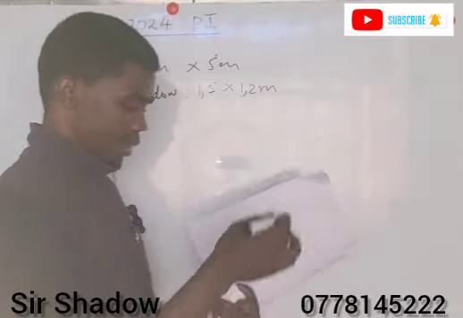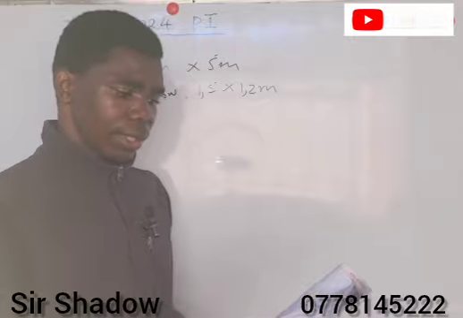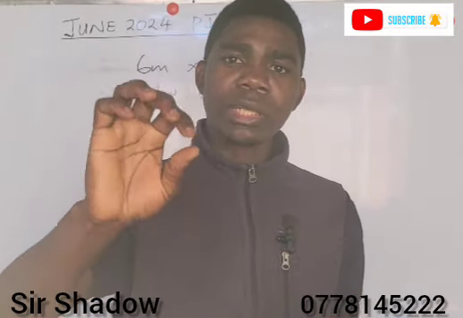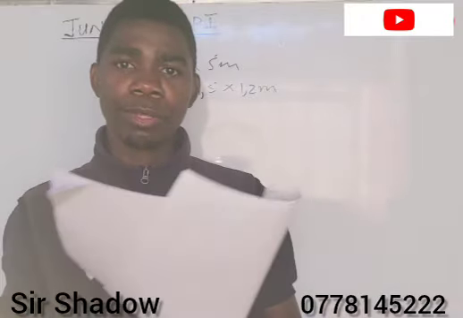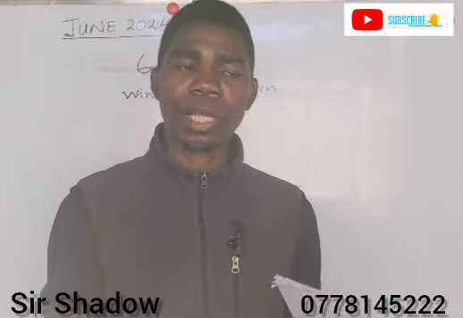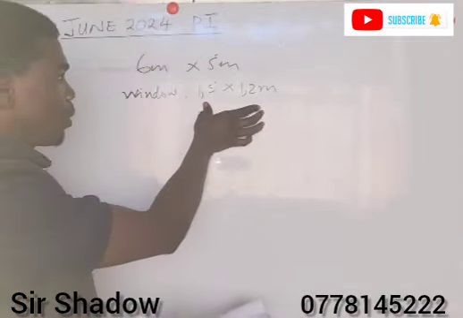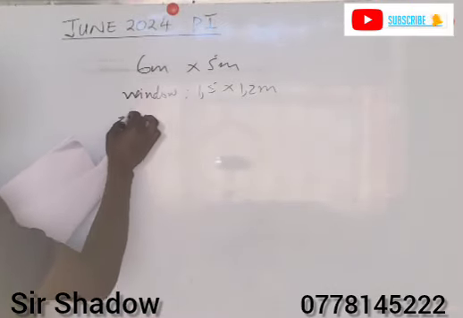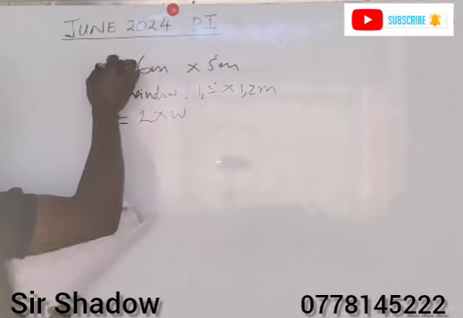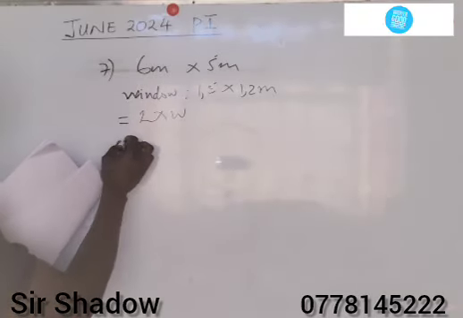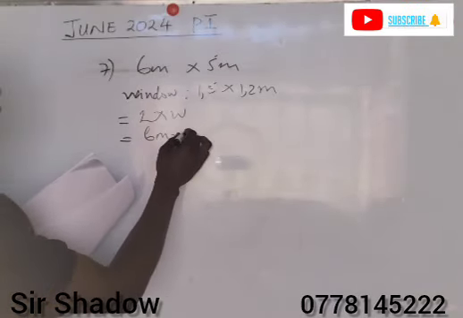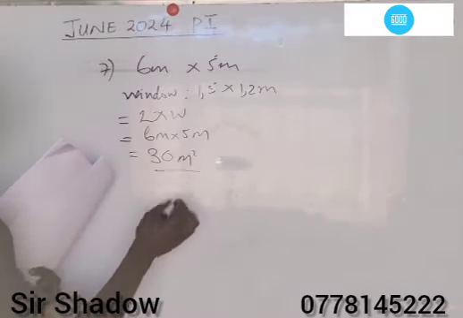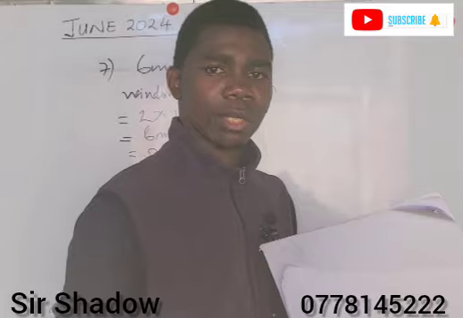They are all in meters here. Then the wall needs to be painted. Remember, if the wall needs to be painted, we have to eliminate the part of the window. We don't paint the window, so we eliminate that part. So let's first find the area of the rectangle, which is length by width. It becomes 6 meters by 5 meters, which is 30 square meters. That is the area of the rectangular wall.